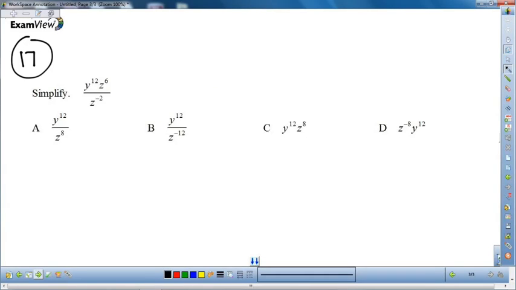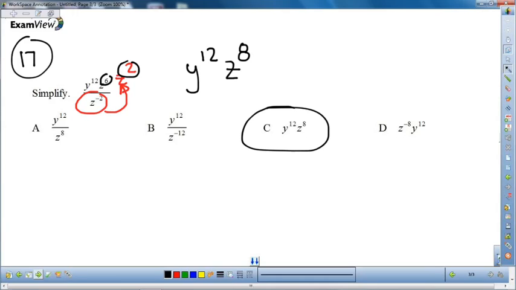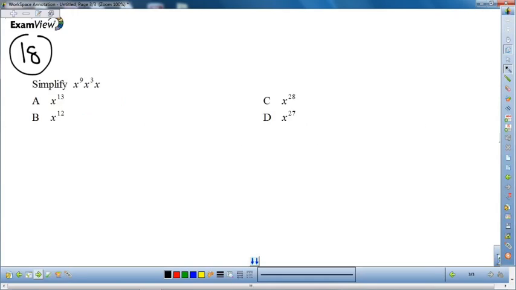For 17, notice that the z is the negative exponent, so I'm going to write it on the top. So I'm going to have y to the 12th, and then the z's, since now it's multiplication, I'm going to go ahead and add them. And on the bottom, I'm left with an invisible 1, or I don't have to write anything since it's an invisible 1. For 18, since it's multiplication, we're going to go ahead and add everything together. So 9 plus 3 is 12 plus 1 will give me x to the 13.